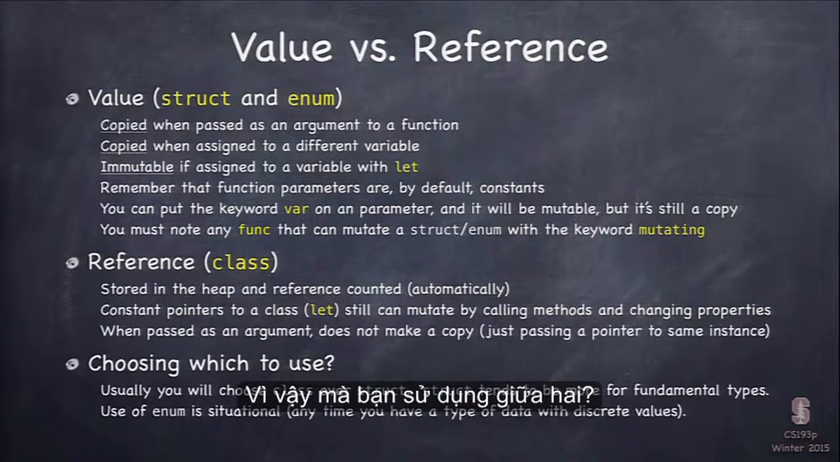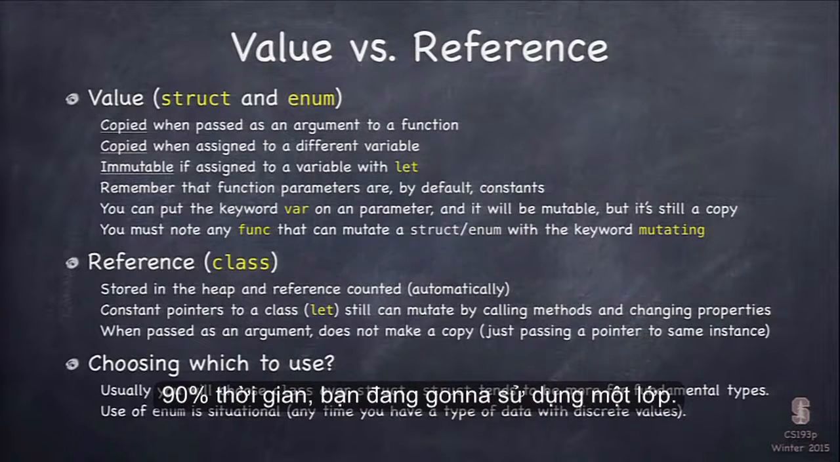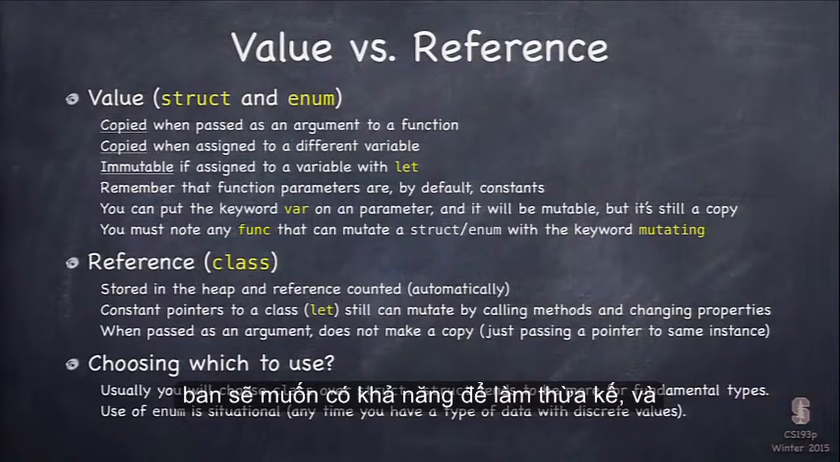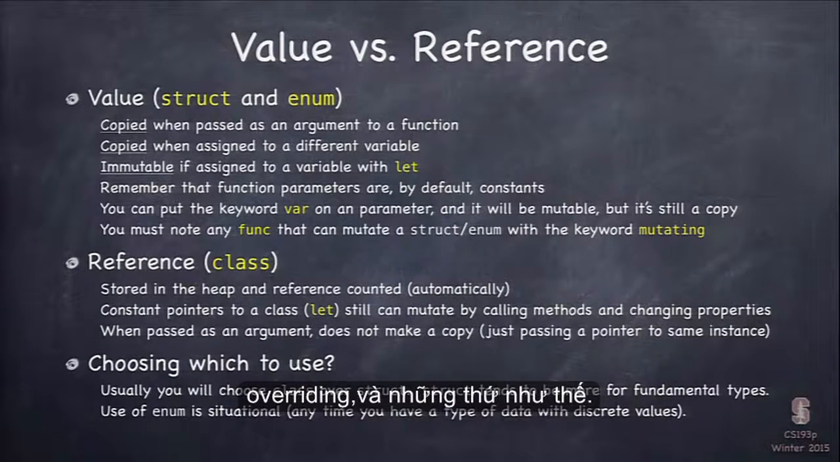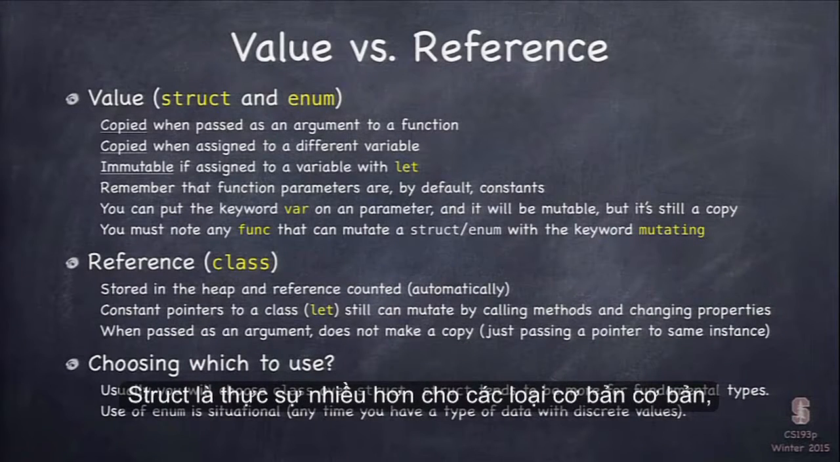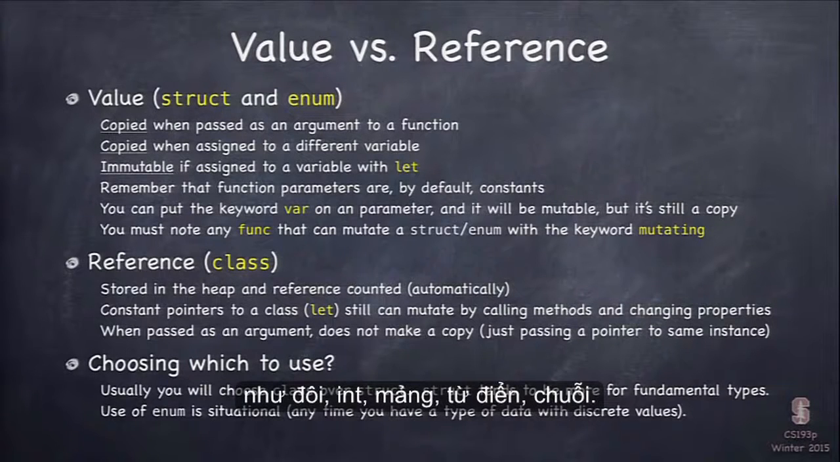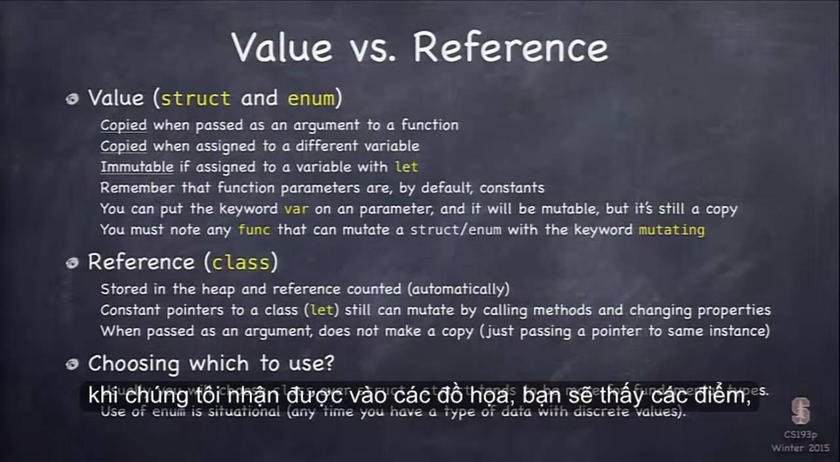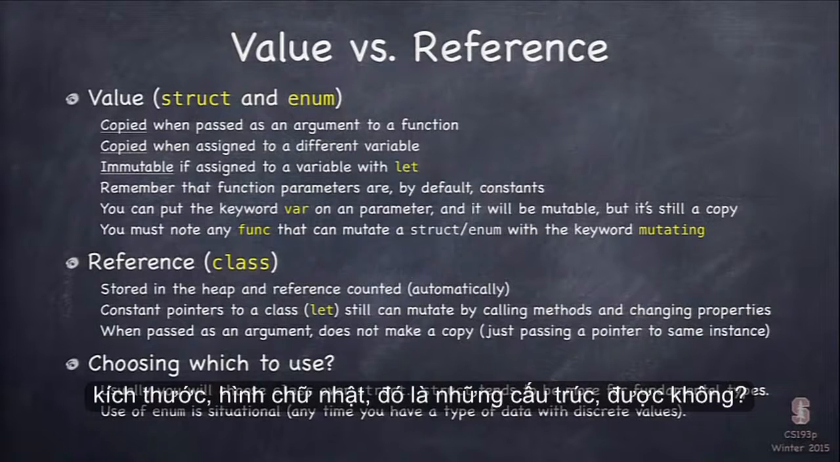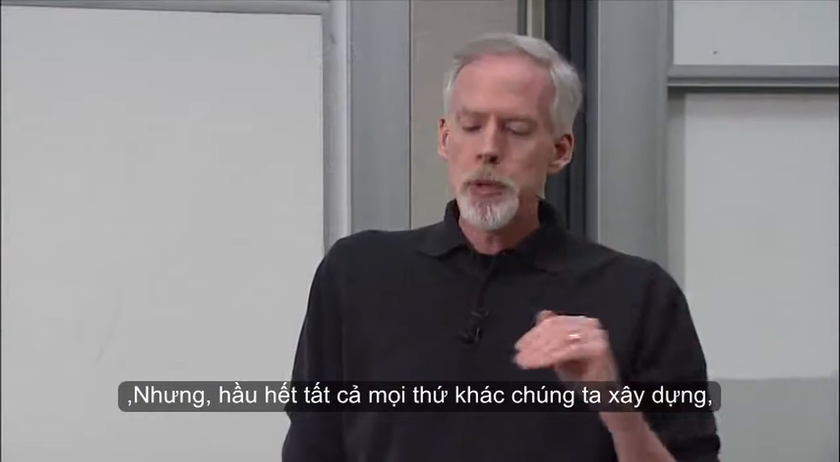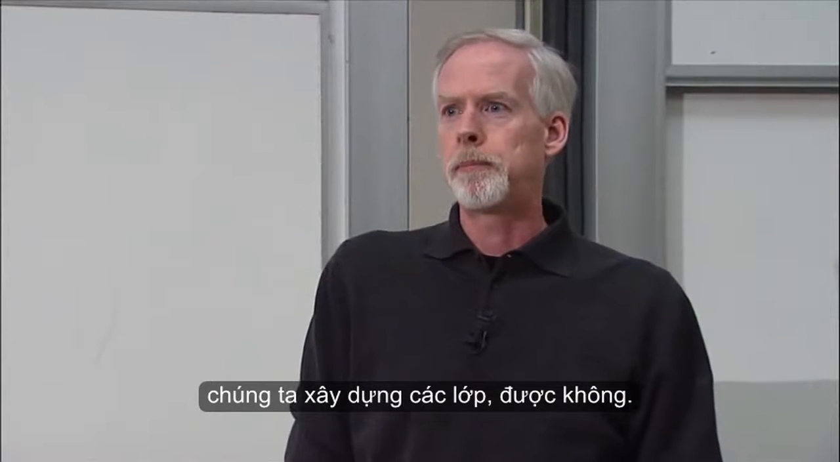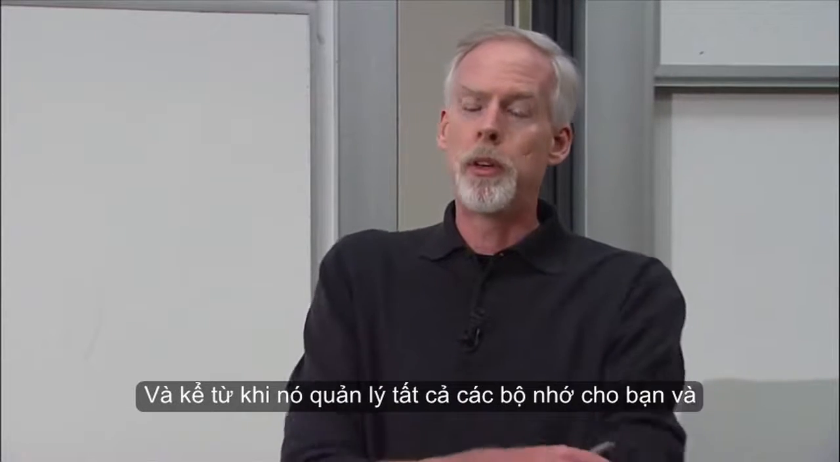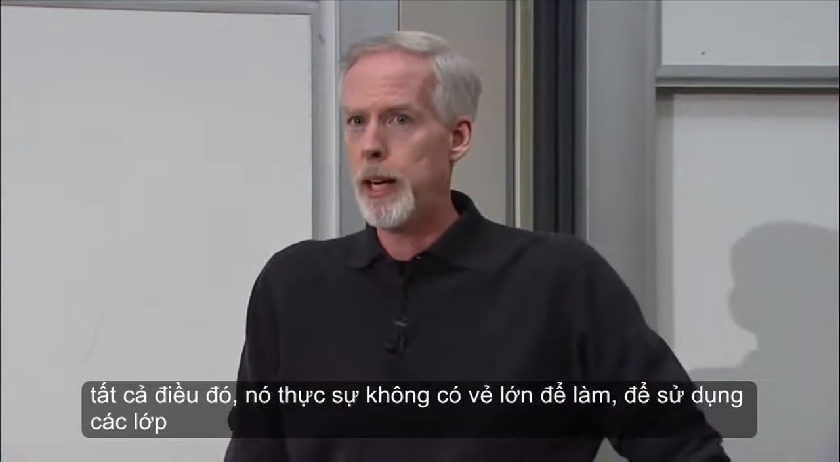which do you use between these two? Well, 90% of the time you're going to use a class. This is an object-oriented programming language. You're going to want to have the ability to do inheritance and overriding and things like that. Structs are really more for the basic fundamental types like double, int, array, dictionary, string. These are all really fundamental things. And when we get into the graphics, you're going to see that points, sizes, rectangles, those are structs, okay? But most of everything else we build with classes, okay? And since it manages all the memory for you and all that, it's really no big pain to use classes.